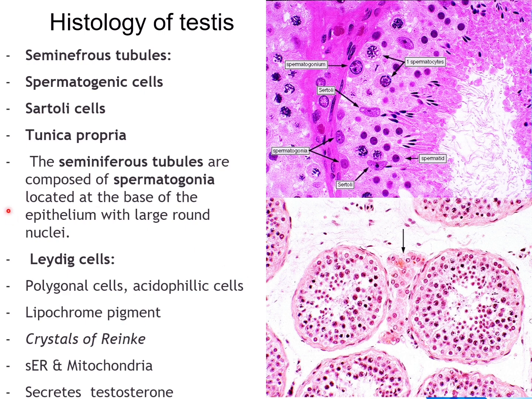The seminiferous tubules are composed of spermatogonia located at the base of the epithelium with large rounded nuclei, and the Leydig cells, also called the interstitial cells of Leydig, are present in the interstitial spaces. These are large polygonal cells, strongly acidophilic, having characteristics of steroid secreting cells, with well developed smooth endoplasmic reticulum as well as mitochondria. They secrete testosterone. These Leydig cells also have lipochrome pigment and the crystals of Reinke. The function of the crystals of Reinke is not known yet.